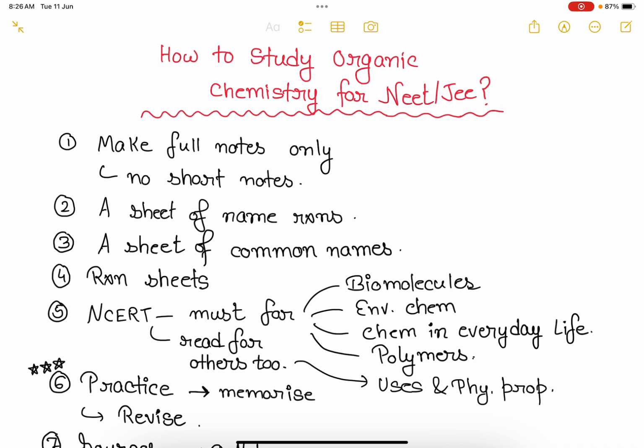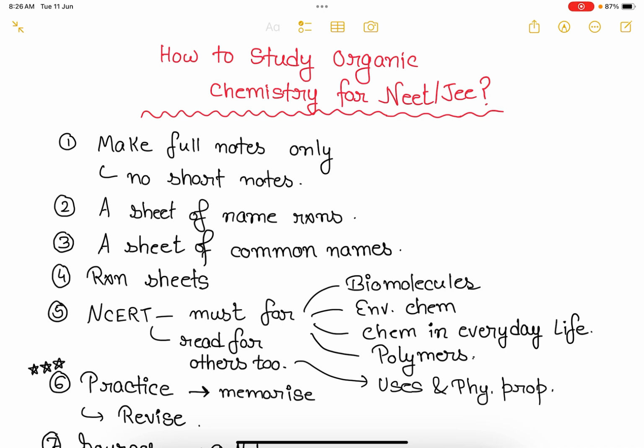If you don't know the common names, and the question is given as per the common names, you will not be able to answer. You might know the function of the reagent, but you will not be able to make the structure of the given compound. Then it will be useless to know the function of the reagent. So common names are a must.